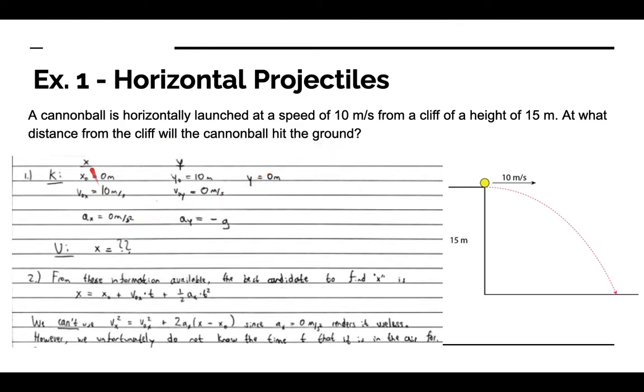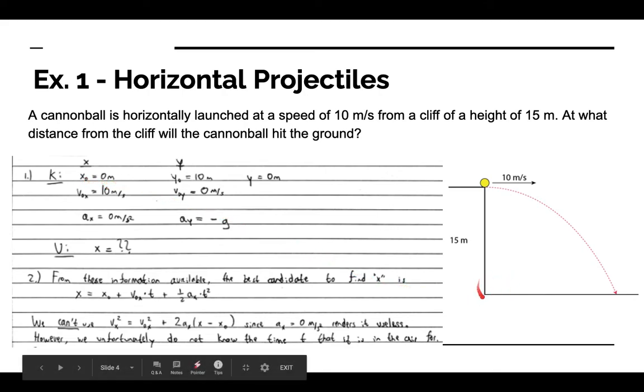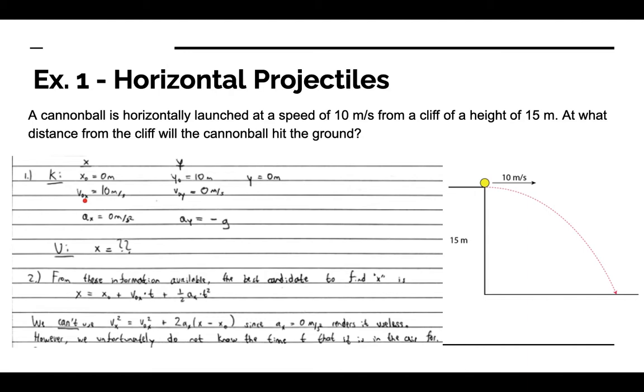So the first thing we're going to do is separate our knowns and unknowns into the x and y directions. We know x naught is 0 meters. That's where we measure from, right here. We know our initial horizontal velocity is 10 meters per second, and we know that our horizontal acceleration is 0 meters per second squared. For these horizontal projectile problems, it will not tell you your horizontal acceleration is 0. That is something you have to know as a key feature of horizontal projectiles, going back to the second slide of this PowerPoint.